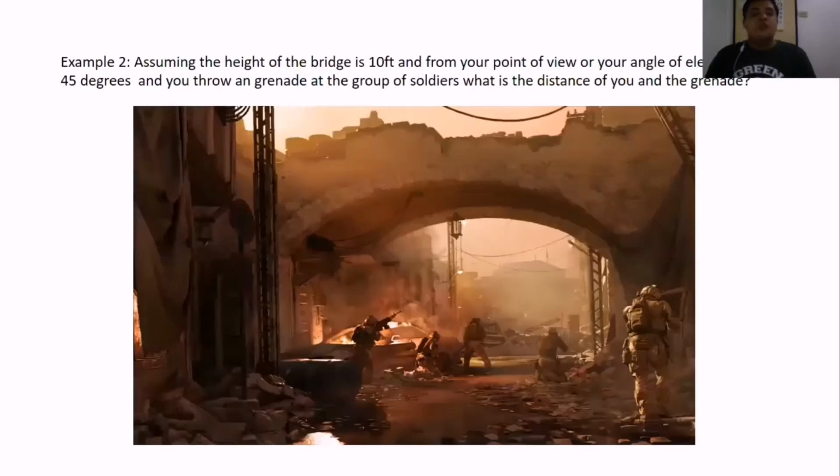Next example. Assuming the height of the bridge is 10 feet, as you can see here, I've made a triangle from our point of view, of course, so that's 10 feet. From our point of view, our angle of elevation is 45 degrees. Now that I've thrown a grenade at a group of soldiers, what is the distance between you and the grenade? We will solve for B, and only for B. We will use tan again.